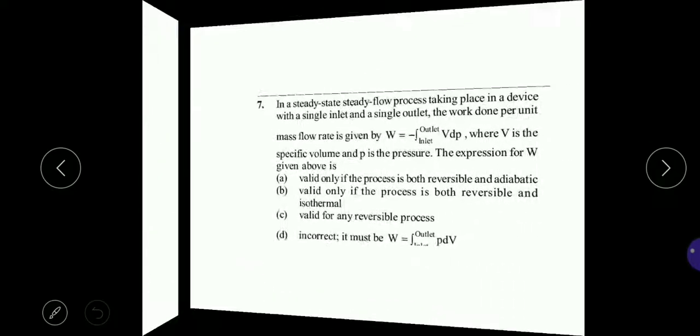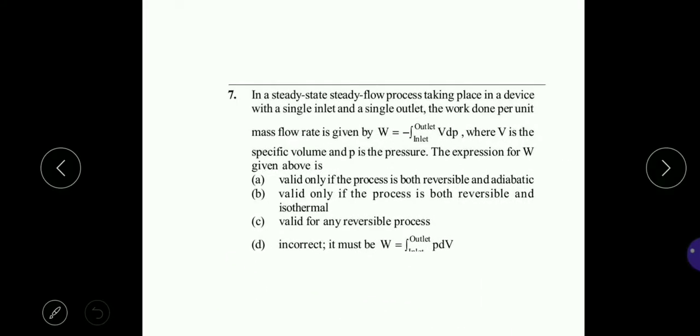Next, in a steady flow process taking place in a device with a single inlet and single outlet, the work done per unit mass flow rate W is equal to this much, where v is specific volume. Then for which processes can the expression for W be applied?